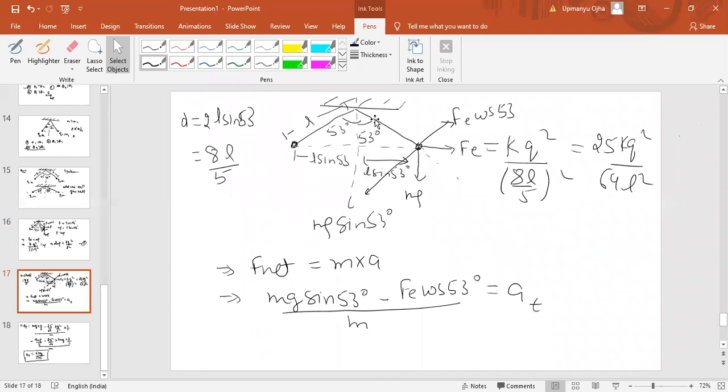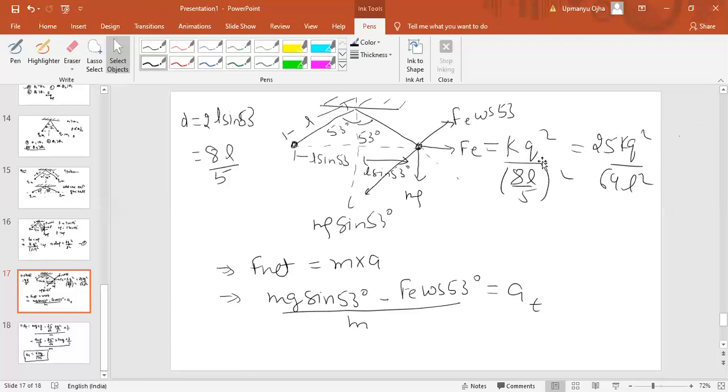So we have to first of all find the net force acting along the tangential direction. The component of the force acting along the tangential is Fe cos 53 and mg sin 53. Since the ball is moving downward, the component mg sin 53 will be greater than Fe cos 53. So the net force will be mg sin 53 minus Fe cos 53, divided by m, equal to the tangential acceleration.